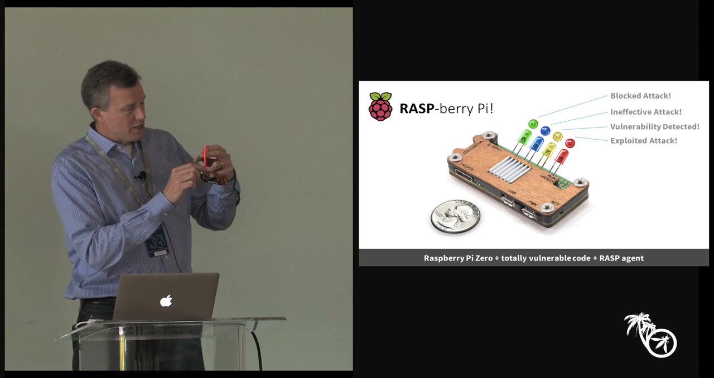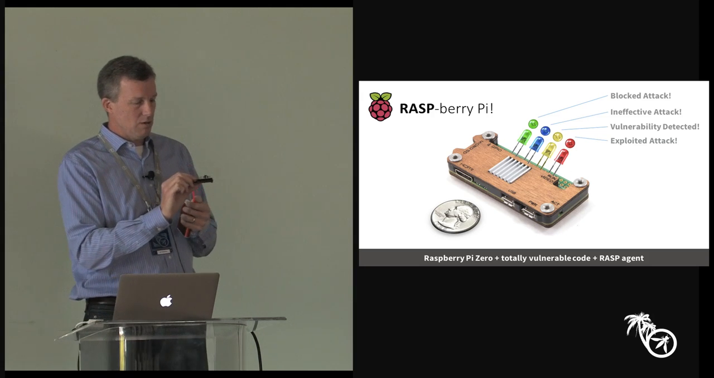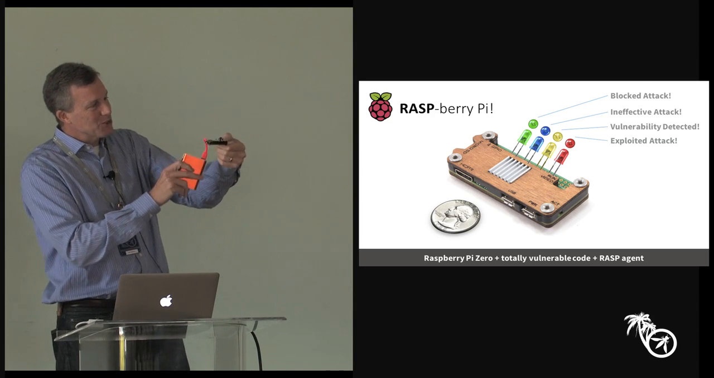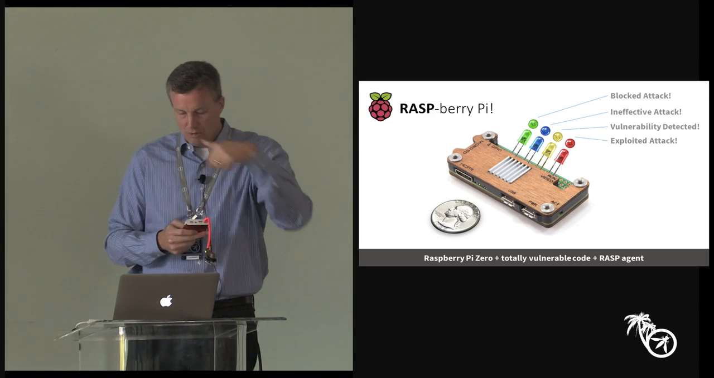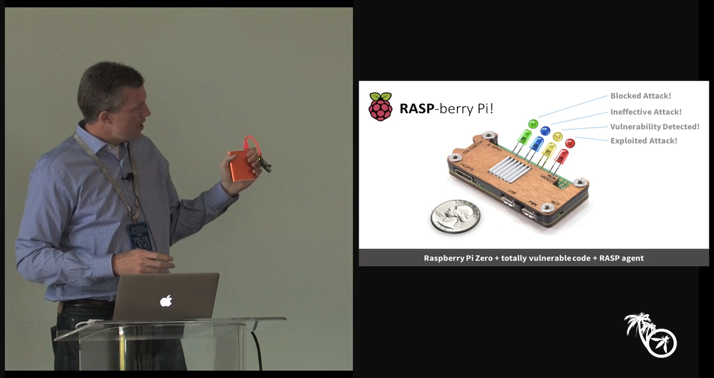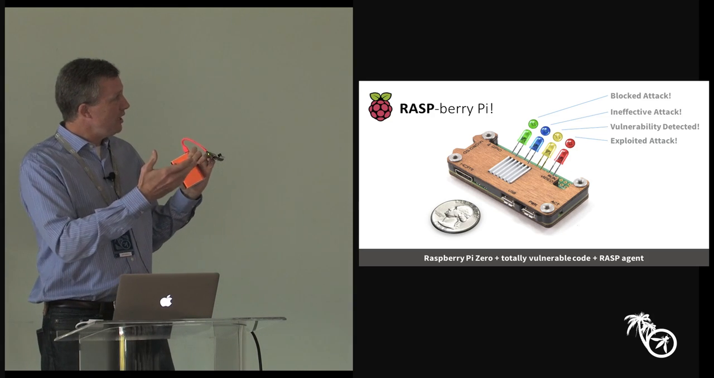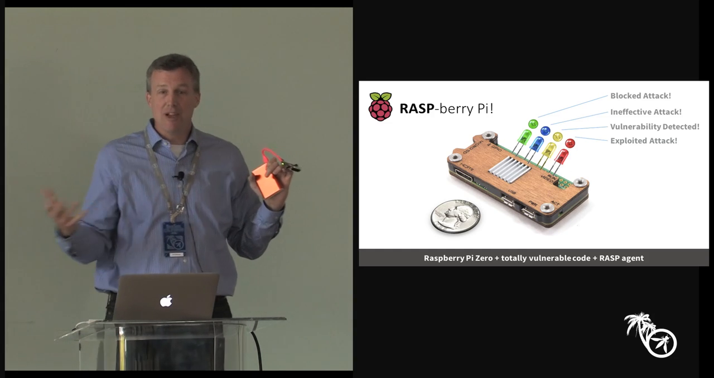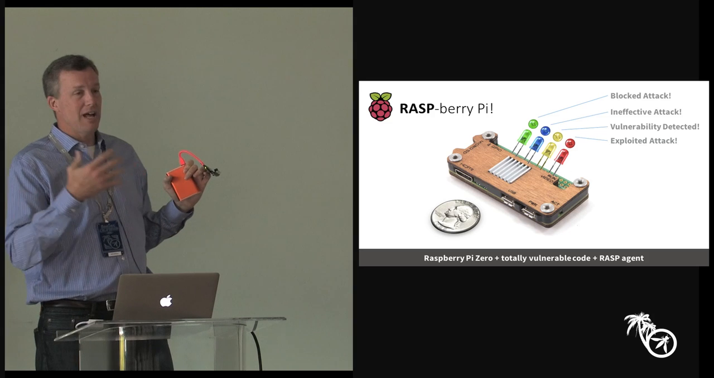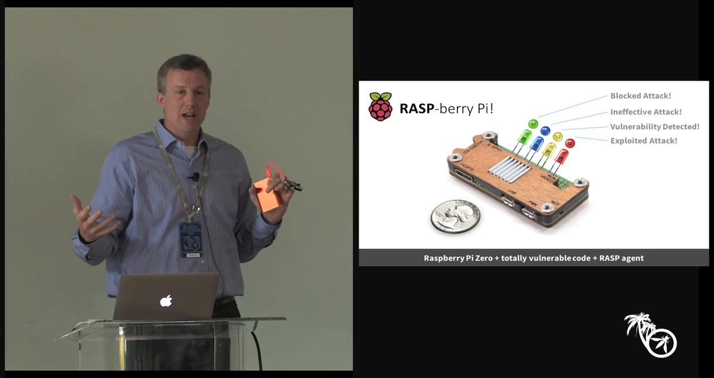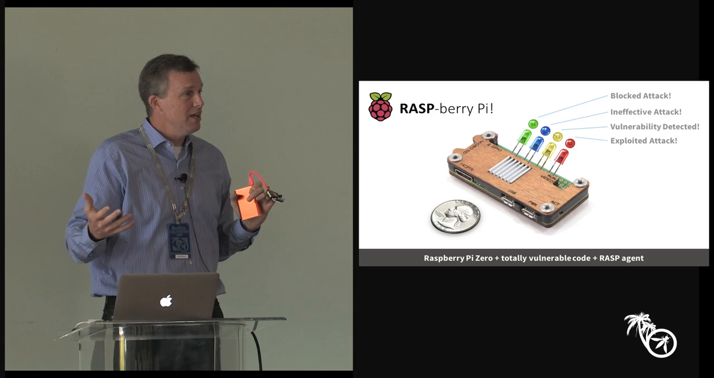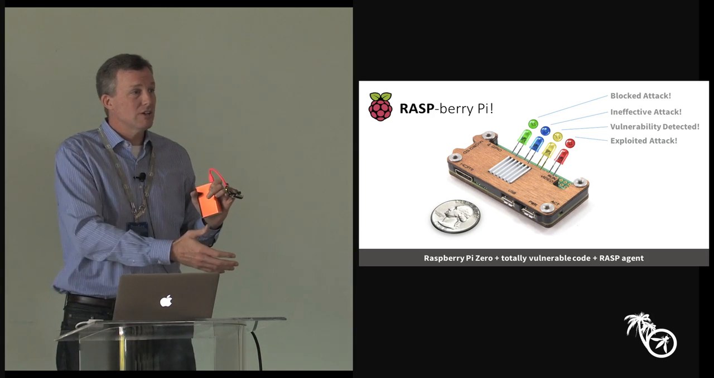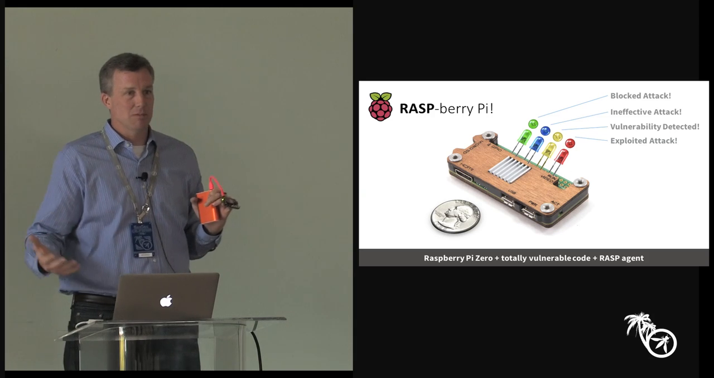Then I wired it up so that if it detects a vulnerability, this is a power supply, by the way, it's just a battery. This is the actual computer. It's got wireless connecting back to my computer here. But if it detects a vulnerability, it lights up yellow. If it blocks an attack, it lights up green. If it detects an ineffective attack, it lights up blue. And if an attack gets exploited, it lights up red, and the only reason that something would get exploited is if the RASP is set to log mode, right? Then you get an alert that it was exploited, but it didn't actually block the attack.